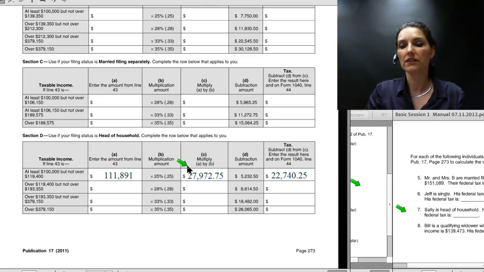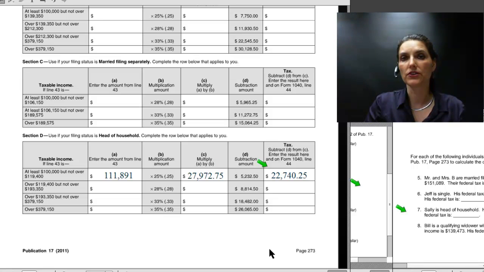The next problem in line, Bill is a qualifying widower with a dependent child. His federal taxable income is $139,473. His federal tax is blank. Well, qualifying widow or widower uses the married filing joint tax rates. So we're going to use Section B of the worksheet, which is used by married people.